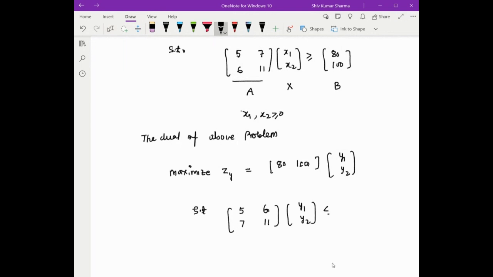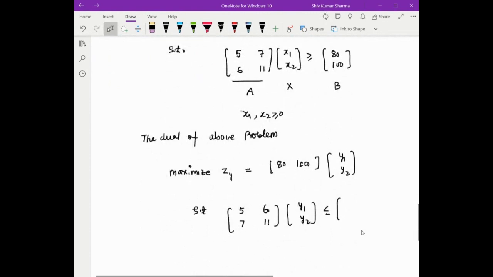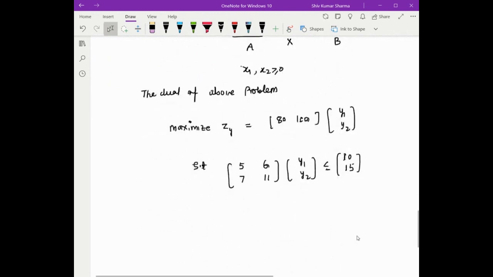And we write the constraints with less than equal to and write C, the transpose of C. C means 10 or 15. So we write 10 and 15. Again, we write all the decision variables also greater than equal to 0.